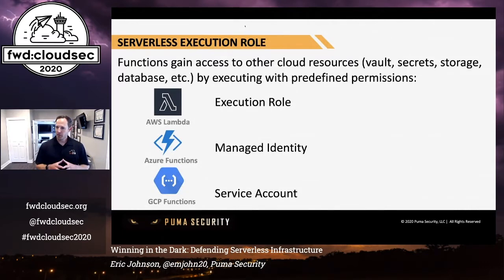In our research, we found this is the same across all three clouds. Amazon has an execution role attached to a Lambda function. Azure has a managed identity, which I just showed you, attached to the execution role. They call it their managed identity. And then GCP uses service accounts to authenticate to backend GCP resources.